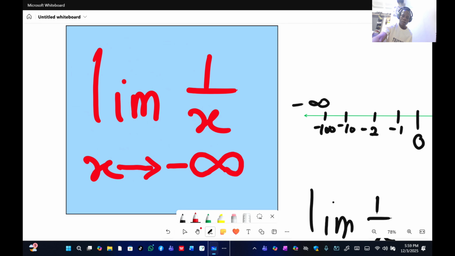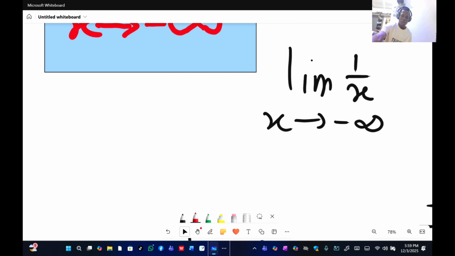So the limit of the function 1 over x as the input approaches negative infinity must give us 0.